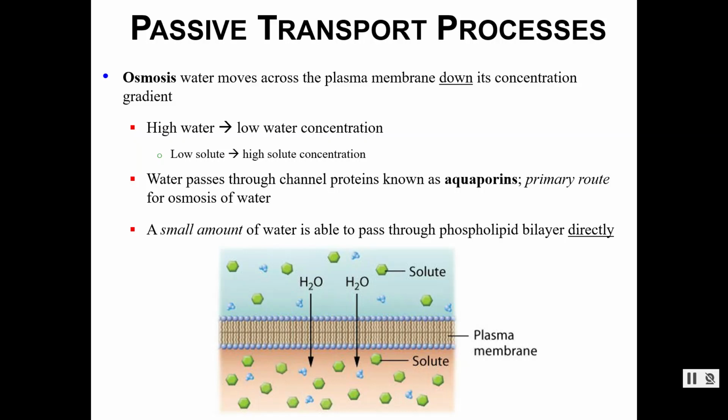Water passes through specific types of protein channels. They're called aquaporins. Okay, so aqua meaning water, porins being little pores. Okay. You do have just a little bit of water that will go right through the membrane itself, as this picture shows, but most of the water moves through aquaporins.